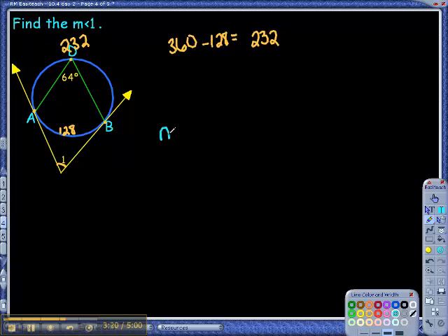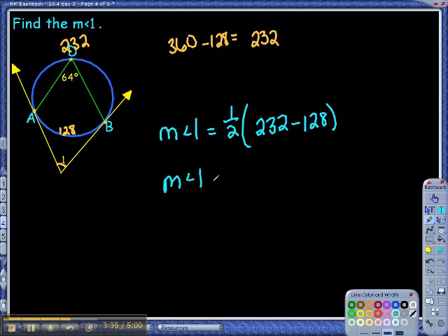So the measure of angle 1 is going to be half, and because it's outside the circle, half of the difference of our 232 minus the 128. And if you go ahead and combine those like terms, you're going to say the measure of angle 1 is equal to half of 104, and half of 104 for the measure of angle 1 should be 52. So the measure of angle 1 should be 52 degrees.